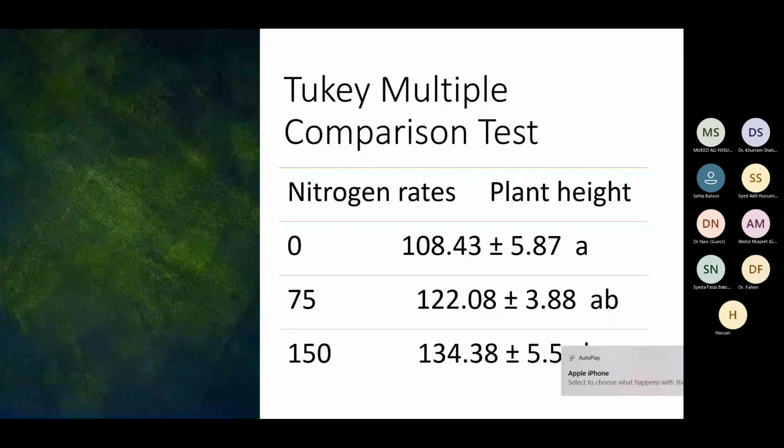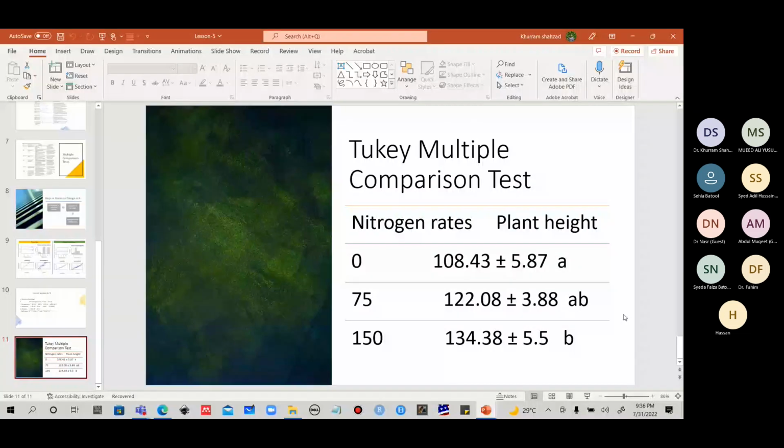Okay. Mohidali, from this analysis, what rate can you recommend to the farmers, which is the best rate? And what is the stat saying? I think 150. Yes, 150. What is meant by A? So A, B, and B.